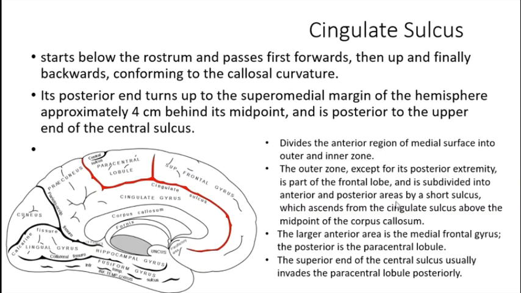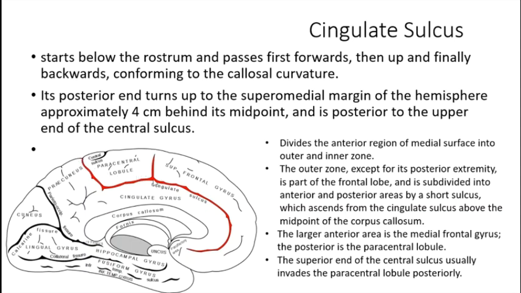anterior and posterior areas by a short sulcus which ascends from the cingulate sulcus above the midpoint of the corpus callosum. This is the small sulcus that we are talking about. So the large anterior area is the medial frontal gyrus. Medial frontal gyrus is nothing to be confused about. It's just the medial side of the superior frontal gyrus. And the superior end of the central sulcus and behind this small gyrus is the zone called the paracentral lobule. This is very important.